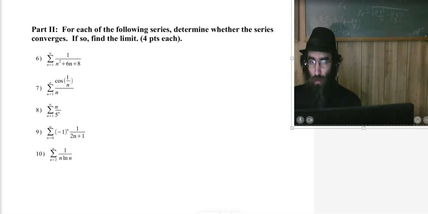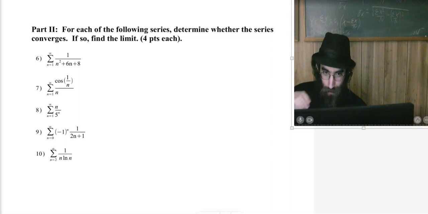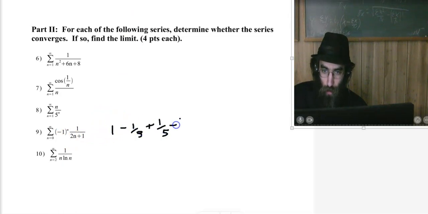No, I mean the bonus point. Okay, so we know this converges, which means, according to this question, we have to find what it converges to. Right? For n equals 0, you've got a 1 minus a third plus a fifth minus a seventh plus a ninth.